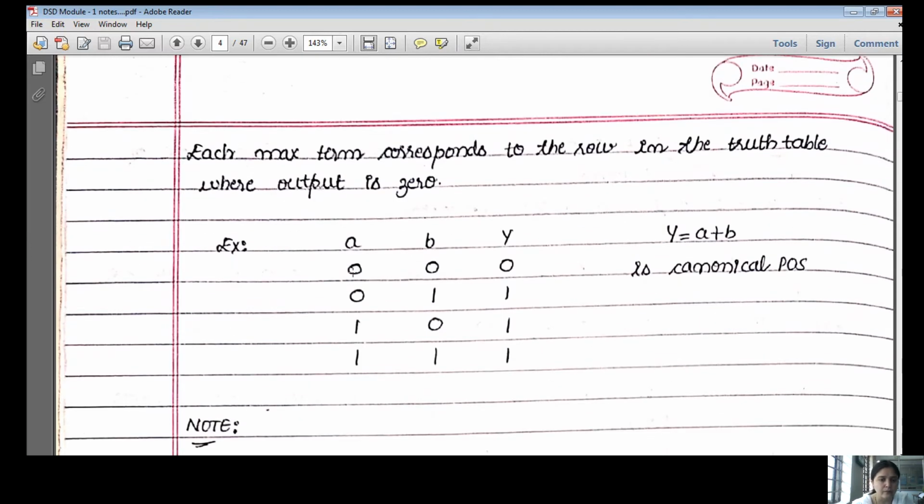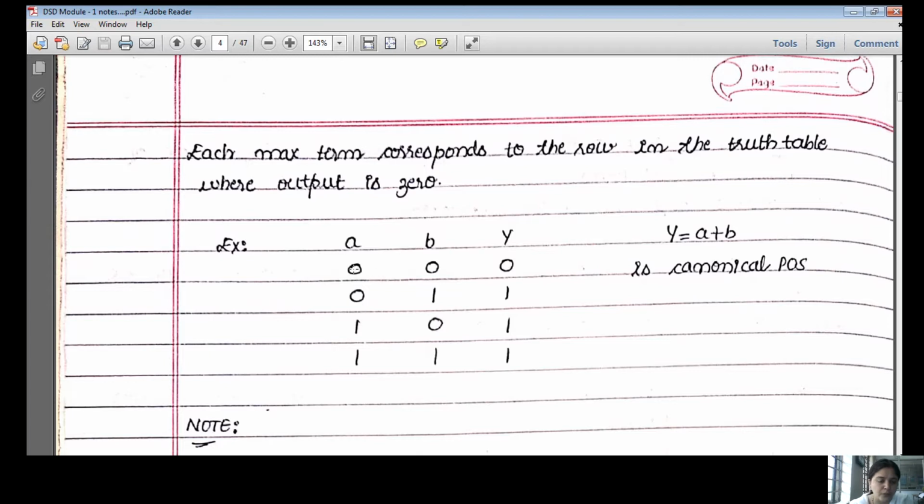Here we are having two input variables. This is a truth table, A B 0, 0 and Y is equal to 0. So here for canonical POS, how will we be writing? We'll be writing plus. There we used to write the A B product term. This is a sum term. Okay. That was sum of product. This is product of sum.